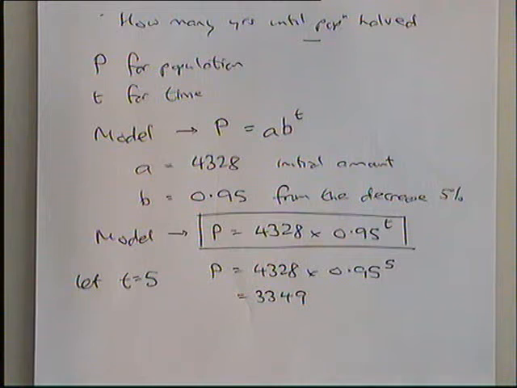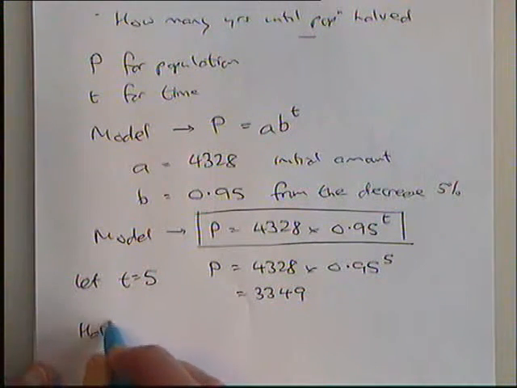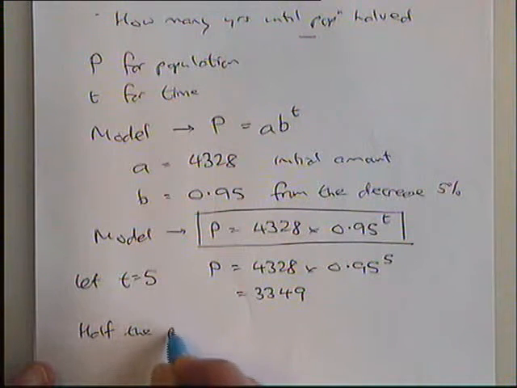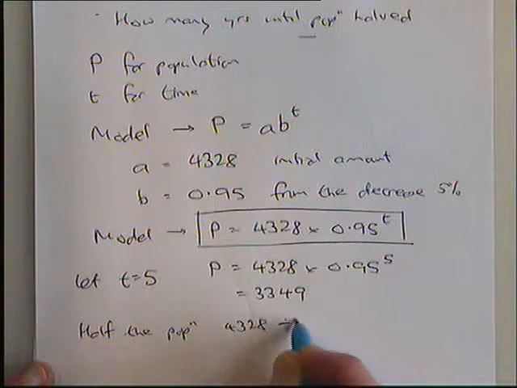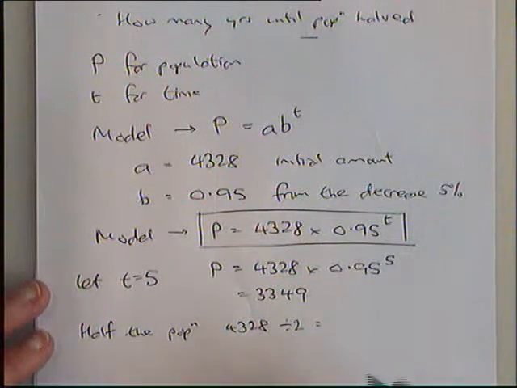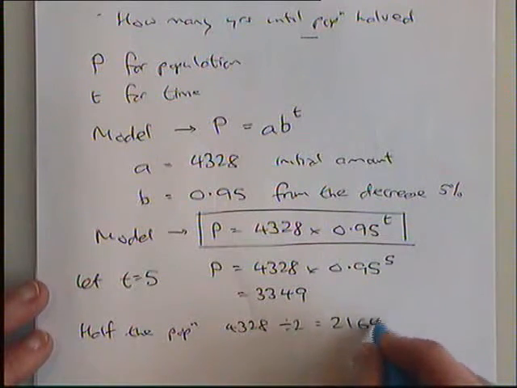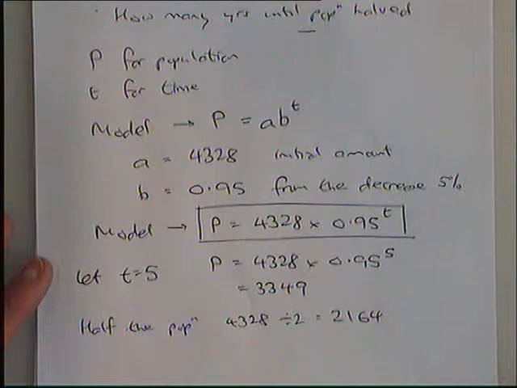4328 divided by 2. Okay, that's a good start. So let's basically first of all find out what half the population is. Bethany's just said let's do 4328 divided by 2. That will actually tell us what half the population is, and if we do that, we get 2,164. So that's the population that we're interested in.